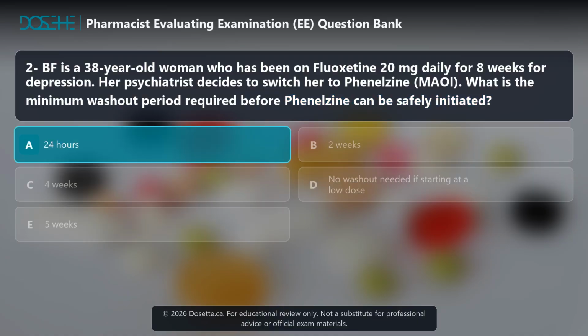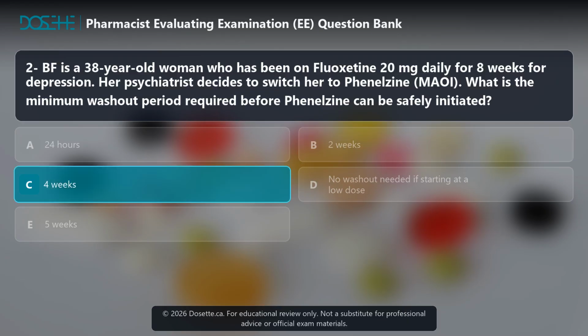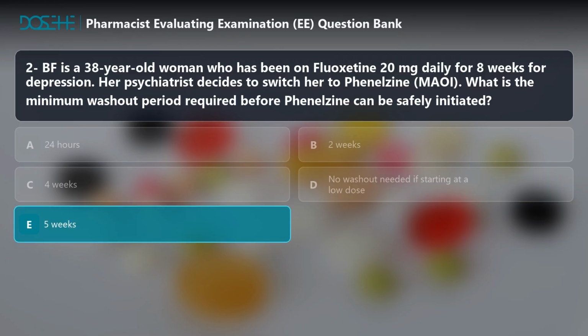Option A, 24 hours. Option B, 2 weeks. Option C, 4 weeks. Option D, no washout needed if starting at a low dose. Option E, 5 weeks.